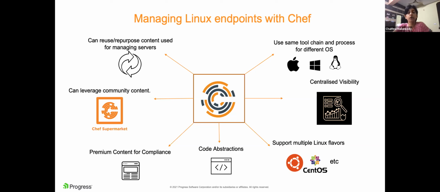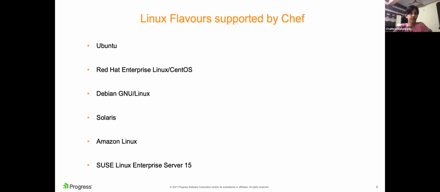With Chef, you can also achieve compliance, right? Chef even provides premium content for compliance controls which adhere to CIS benchmarks. That way you can quickly get started with compliance posturing of your fleet. And finally, you can use a single tool for managing Windows, Linux, and Mac devices with Chef, and visualize the entire fleet on a centralized dashboard. Chef also provides support for multiple Linux flavors, just briefly listing them out: Ubuntu, CentOS, Linux, Debian, Solaris, etc.